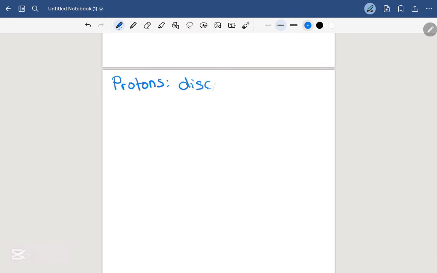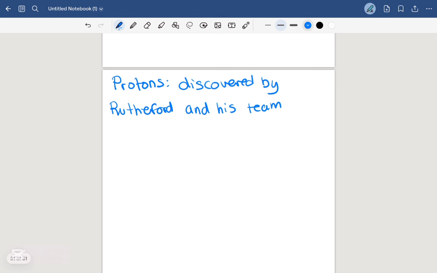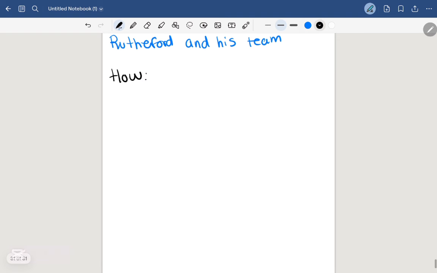Protons, they were first of all discovered by who? Discovered by Rutherford and his team. His team maybe being his students or his teammates or whatever, but we know that Rutherford led this experiment to discover the protons. Now, how did the experiment go?